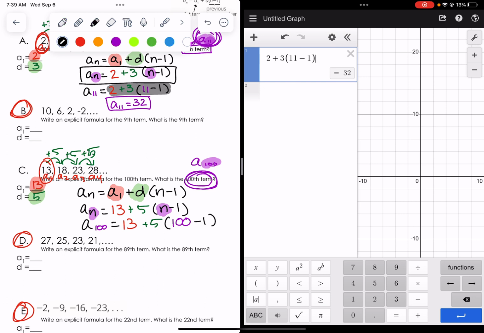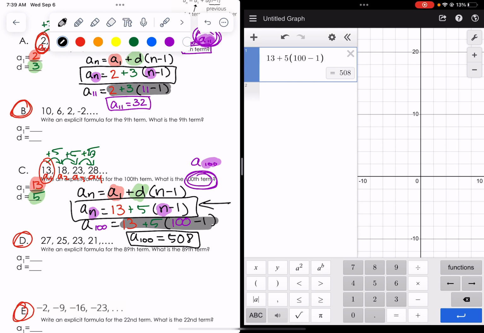And then this part is what you put in the calculator. Remember, not the left side of the equal sign. So we go 13 plus 5(100 minus 1). And that gives me 508. So my answer is a_100 equals 508. So there's two answers to this. This is an answer, this is an answer.